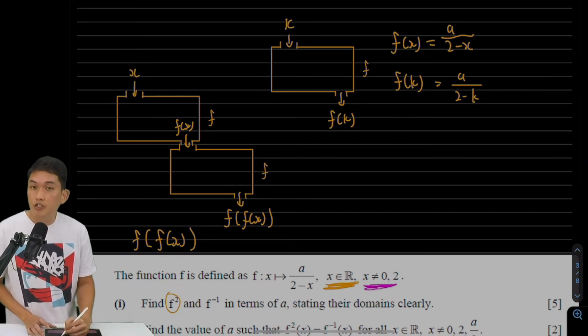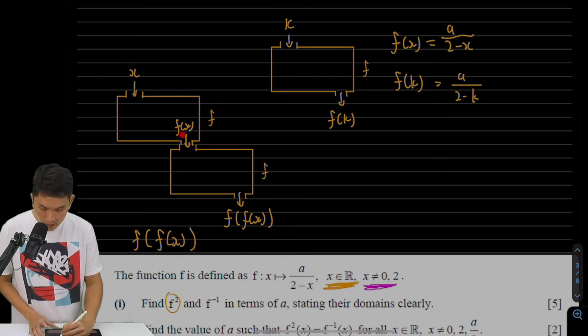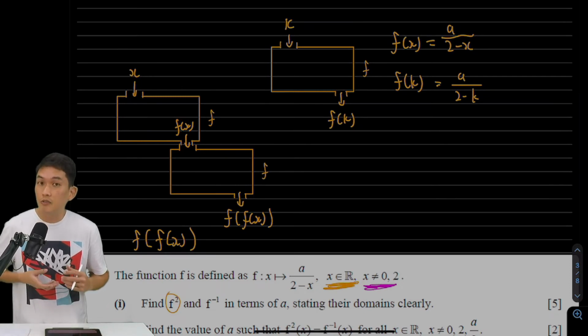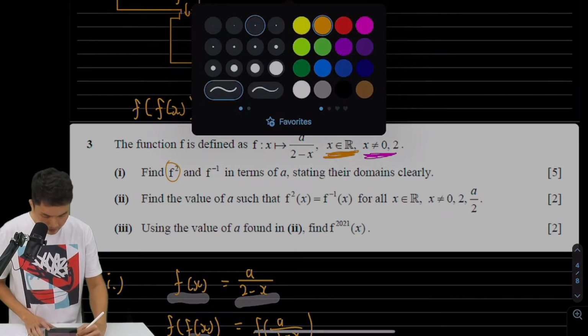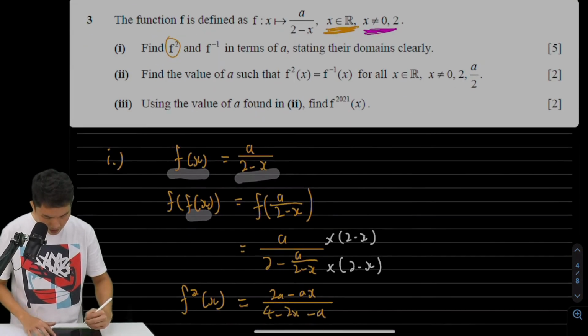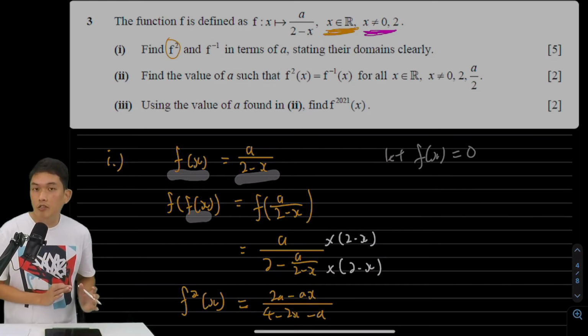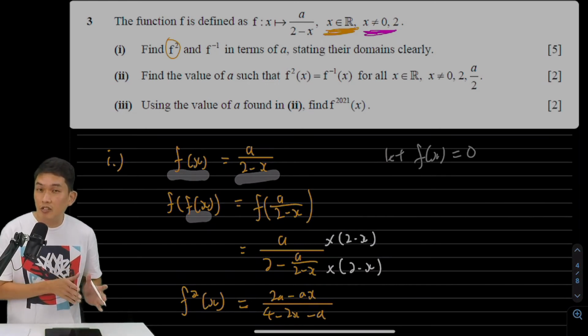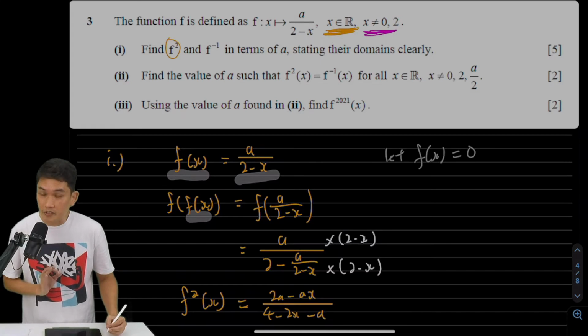Right here in my second machine, I cannot accept 0 and 2 again, which means I need to check whether any of these outputs from the first machine gives me 0 or 2. So let's do a quick check, maybe with a pencil. Let f of x equal 0, and you find that this is not possible. As long as a is not 0, f of x will never be 0, right? So we're kind of safe there. This coin will not affect our second machine.